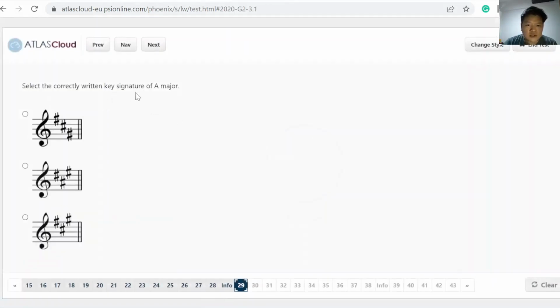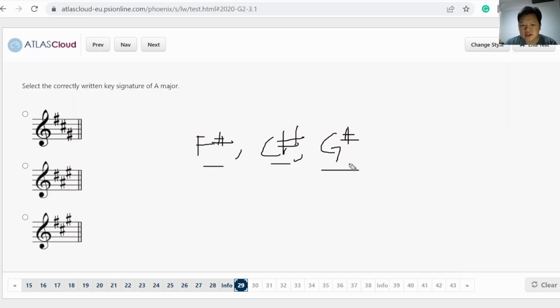First one, which is the correct A major? Okay, A major got 3 sharp, correct? A major got 3 sharp. First one, F sharp. Second one, C sharp. And the third one is the G sharp. Okay, when you write the key signature, you need to write in order: F sharp, C sharp, G sharp. Okay, you cannot say, oh, I write F sharp, then the next one is G sharp or the C sharp.